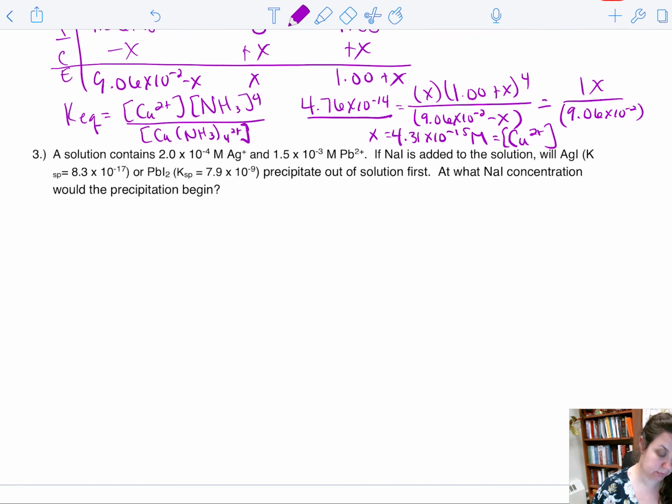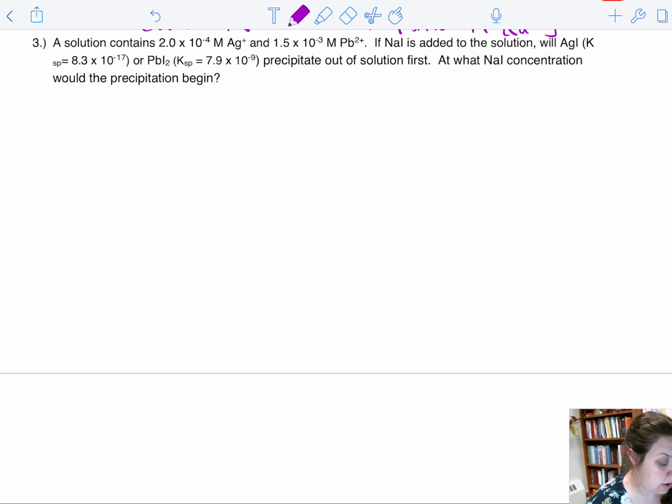Our last question talks about a solution containing silver ions and lead ions. We've got a concentration of both. And with this, we want to find out if sodium iodide is added, which precipitate will form first, silver iodide or lead iodide. To do this, we're basically going to solve for our iodide concentration, figuring out which iodide concentration is smaller.